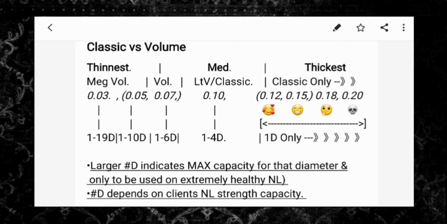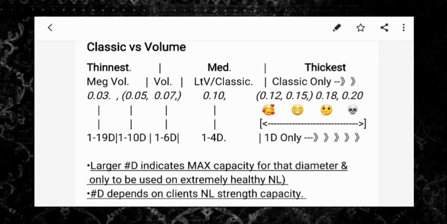The next category is just regular volume. It's usually 0.07, although 0.05 can also be included in regular volume. In a little bit I'm going to show you how many lashes can be used with that particular diameter. Next category, medium size lashes, are used for light volume. That's the LTV, light volume, or classic. That particular lash can be used either in a light volume set, meaning 2 or 3D, or a classic set, meaning 1D only.